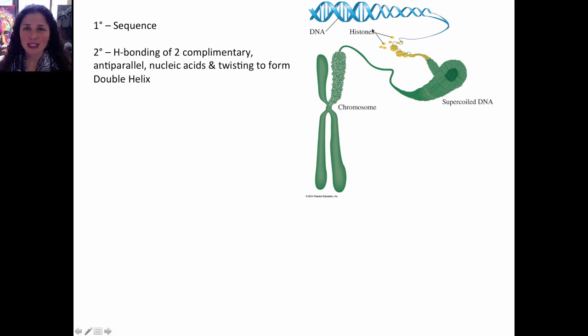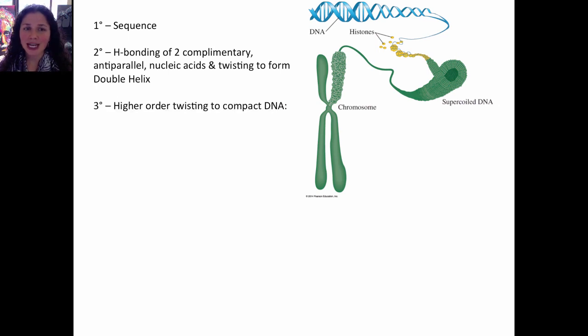This figure shows the double helix in blue. Each ribbon represents a strand of DNA, and the crosses, as if this were a ladder, the rungs of the ladder, represent the DNA base pairs that are matched between each strand. So hydrogen bonding between two complementary antiparallel nucleic acid strands twisting to form a double helix is the secondary structure.